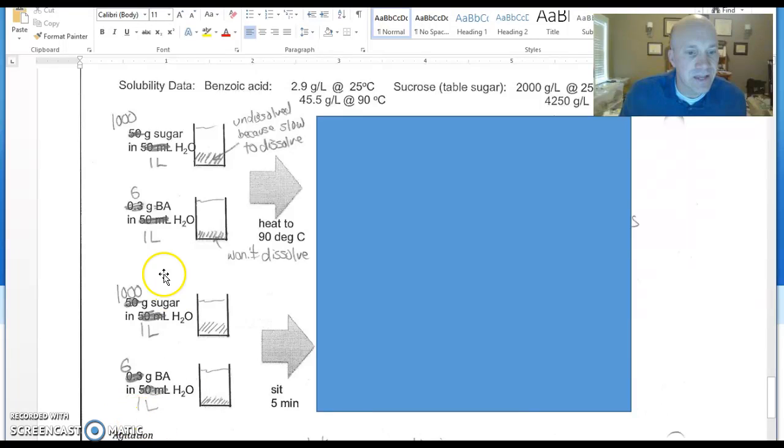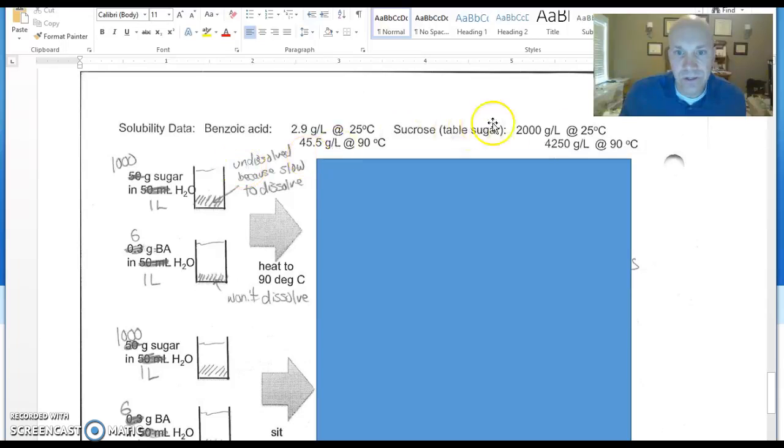Exact same thing down here. So could we dissolve 1,000 grams of sugar in water at room temperature? Well, let's take a look at the data. It says right here that at room temperature you could dissolve 2,000 grams of sugar. So could we dissolve 1,000 grams? Yeah, we could. So why is it that when you dump all that sugar into the water, you see it sitting at the bottom?